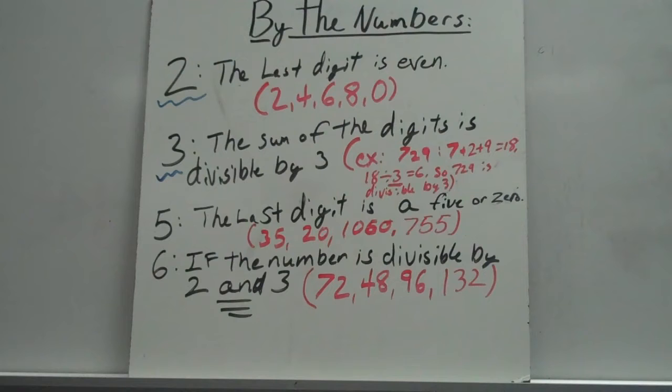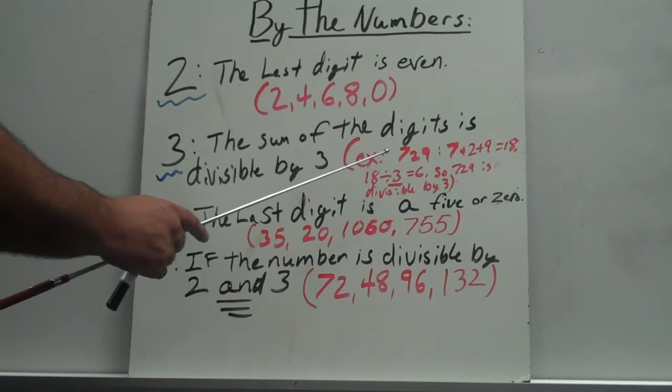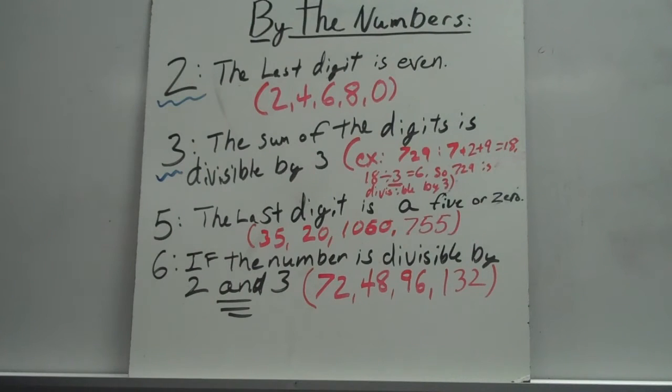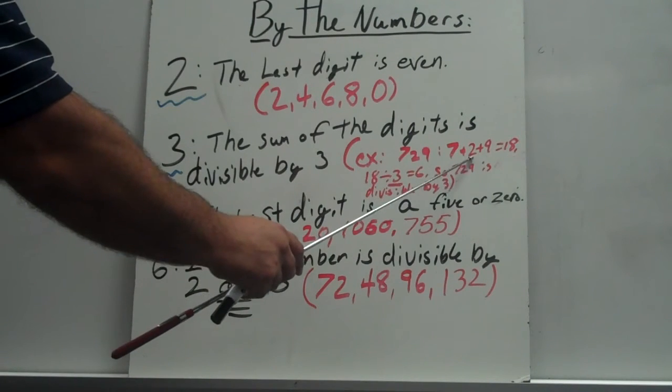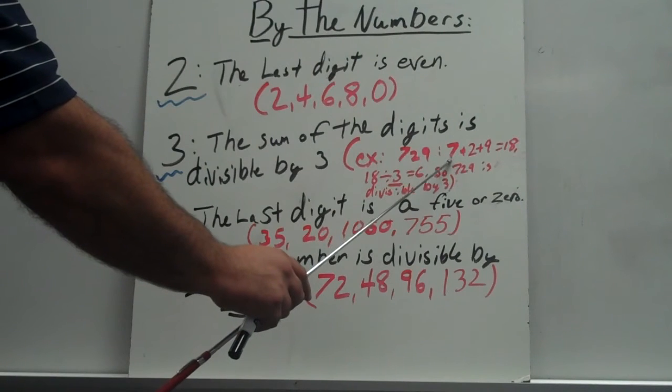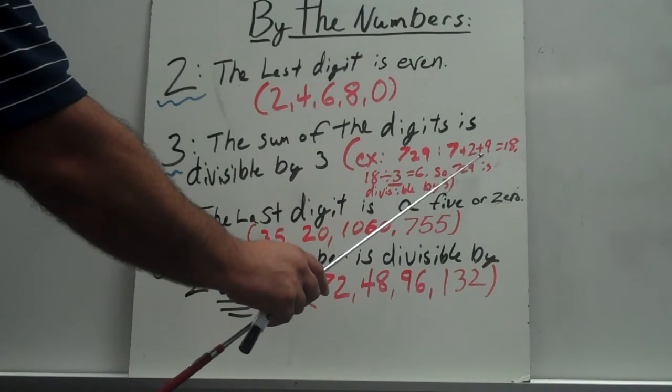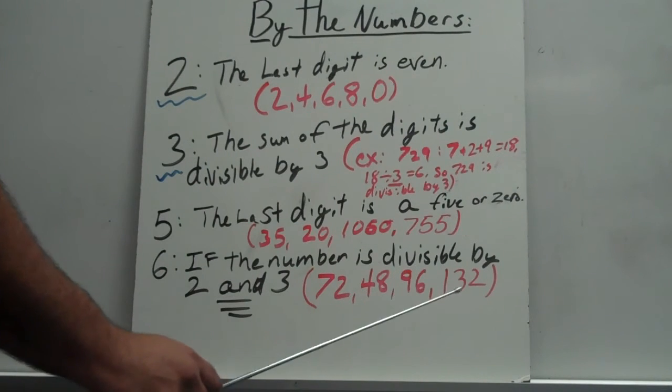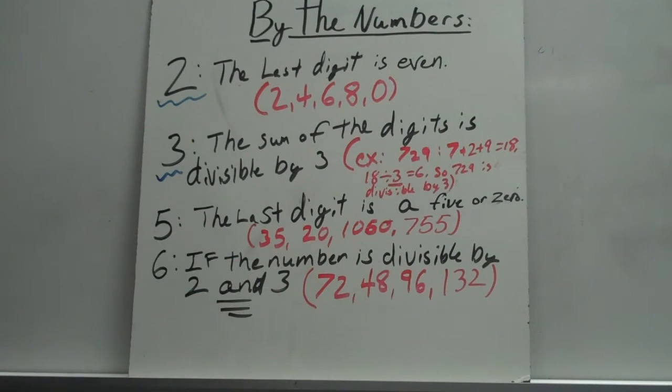For a number to be divisible by 3, we have to add the digits in the number together. And if they are equal to a number that is divisible by 3, then the starting number is divisible by 3. So for example, I have 729. I take the individual digits of 7 and 2 and 9, and I add those together. So 7 and 2 is 9, plus 9 is 18. And we know that 18 divided by 3 is 6. So 729 is divisible by 3.